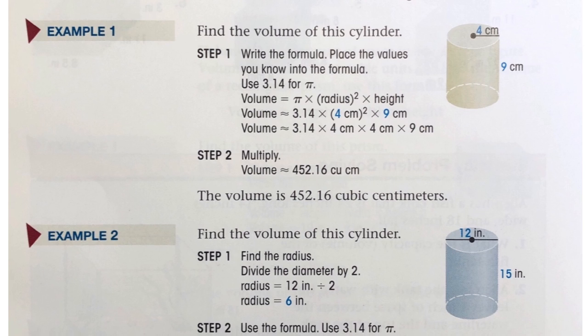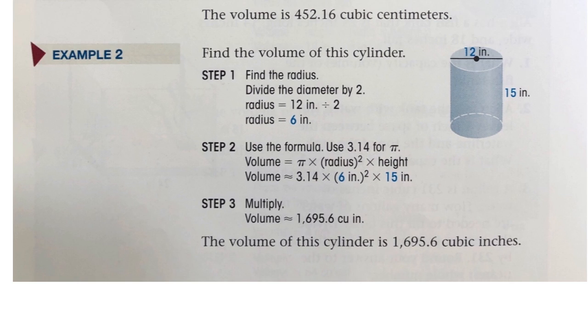For example 2, find the volume of this cylinder. Step 1, find the radius. Remember, diameter is when you get a measurement from one side to the other side of a circle that goes through the center. That whole line is the diameter. We just want the radius. A radius is half a diameter. It's just from the center to one edge. So divide the diameter by 2. In this case, 12 divided by 2 is 6. Now we know the radius.